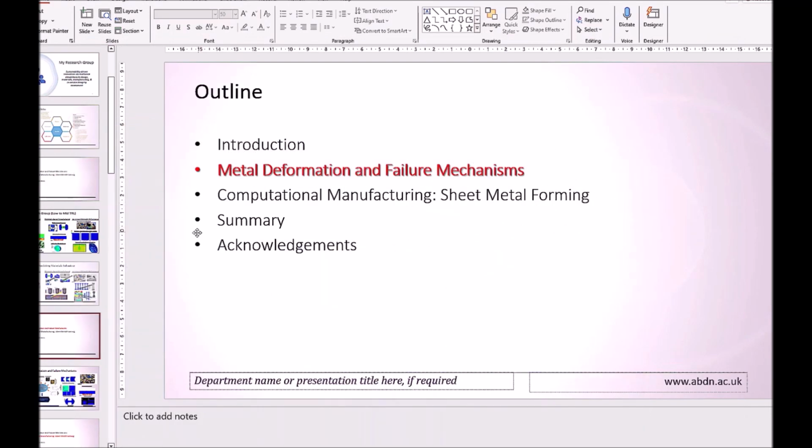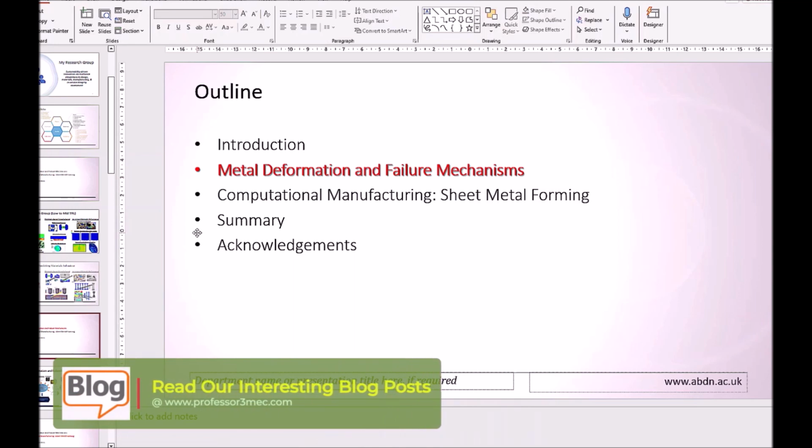So yes, we did some work, but it's mostly steel, and it was austenitic steel.